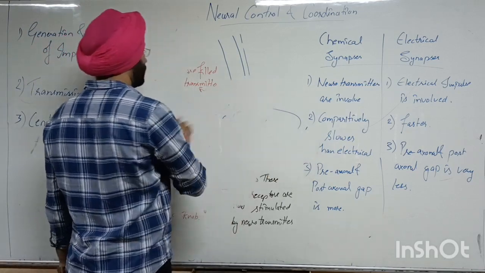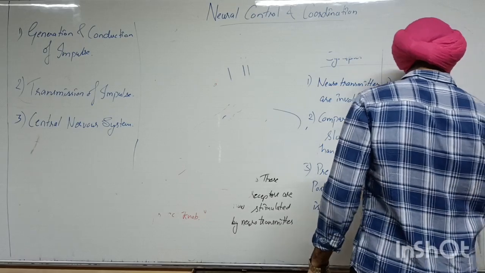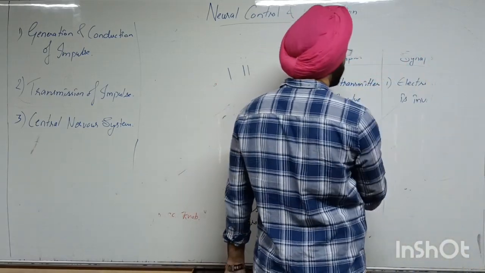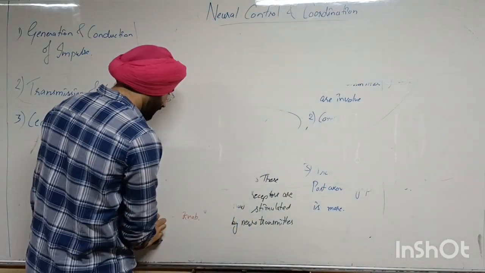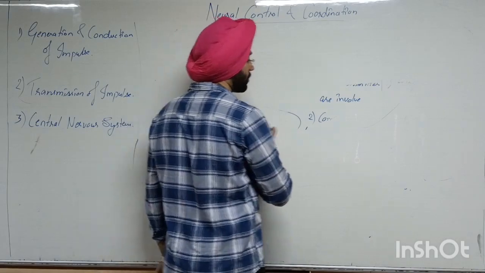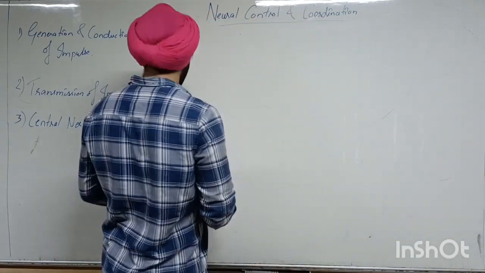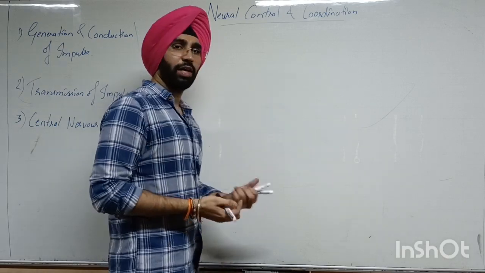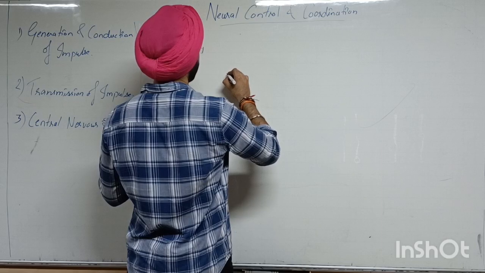Central nervous system. I am going to draw a schematic diagram of our central nervous system, and I will dictate everything. All you need to do is just write it down, because in today's class I am running out of time. So here I am drawing like this.